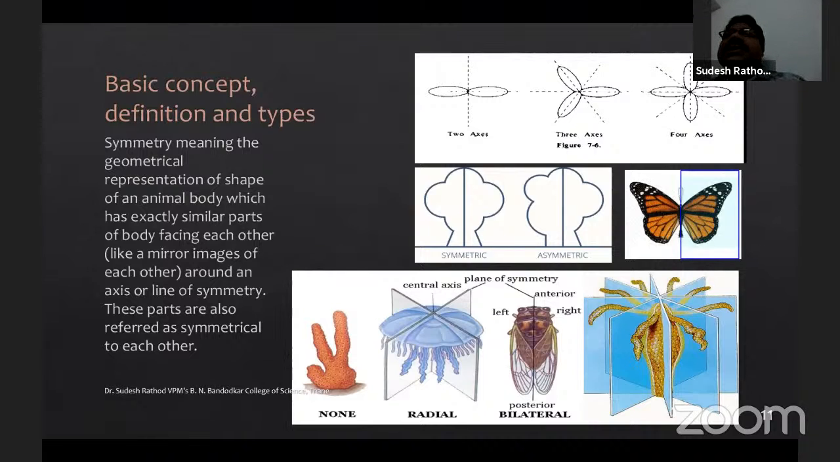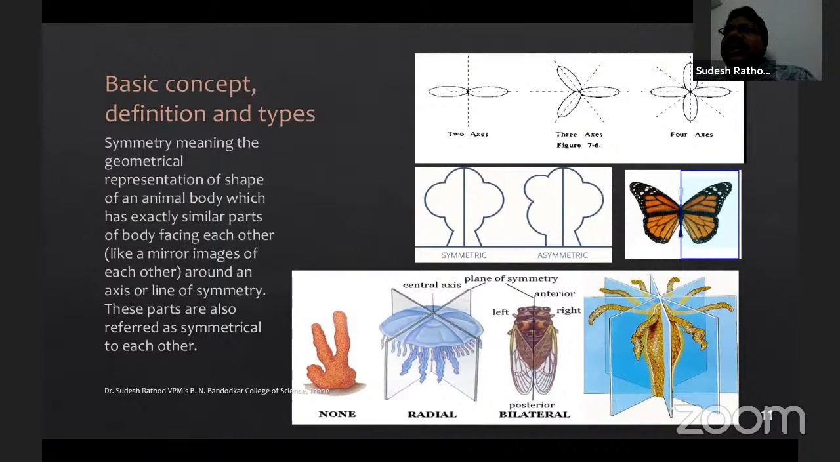So on top, certain geometrical figures are there. In the first figure, there is an axis which divides this object into two. In the second figure, there can be three axes along which this animal can be divided into two mirror images. So this is a little bit complex to understand. This figure is showing you three axes, isn't it?